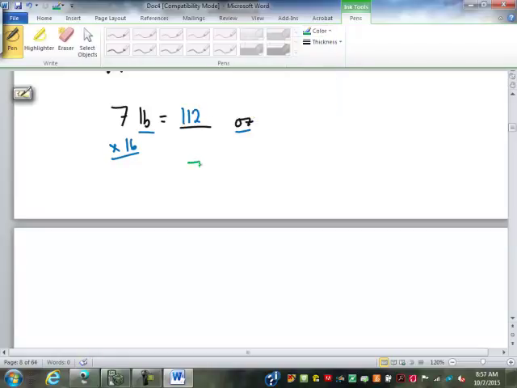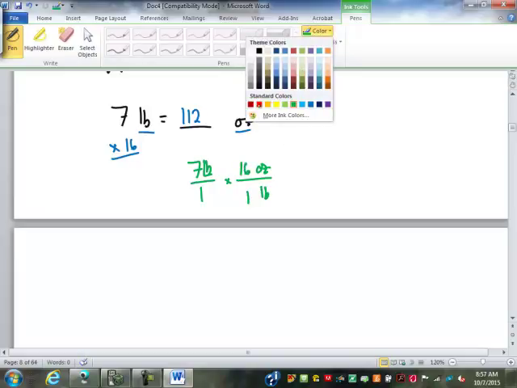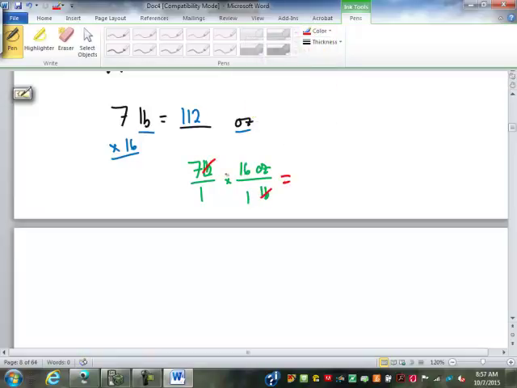If you're absolutely stumped, of course, we can always do out the formal conversion. 7 pounds over 1 times pounds on bottom, ounces on top. 1 pound is 16 ounces. And you see the pounds cross cancel, and it is 7 times 16 ounces is 112 ounces.